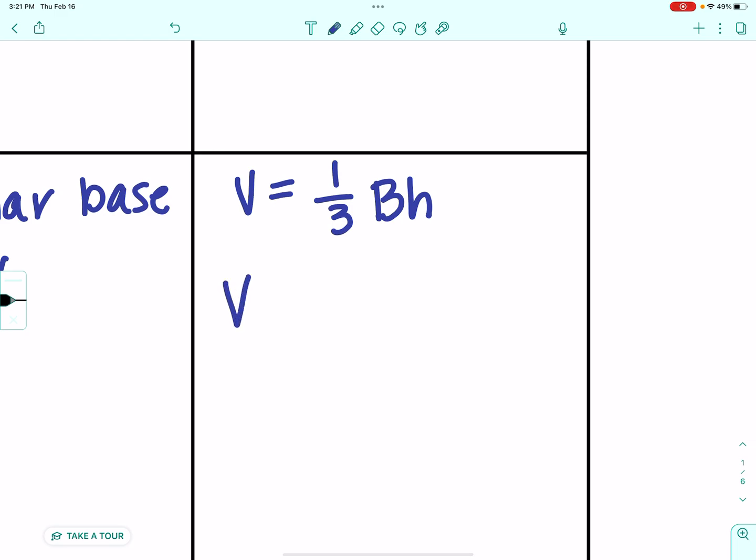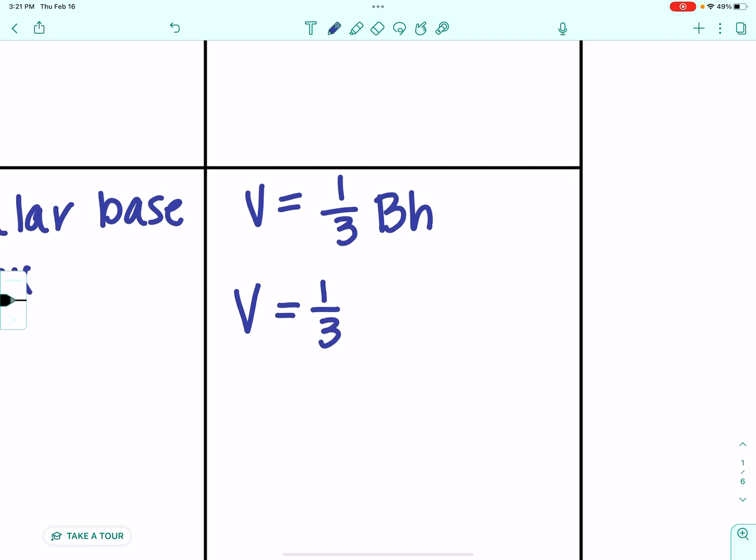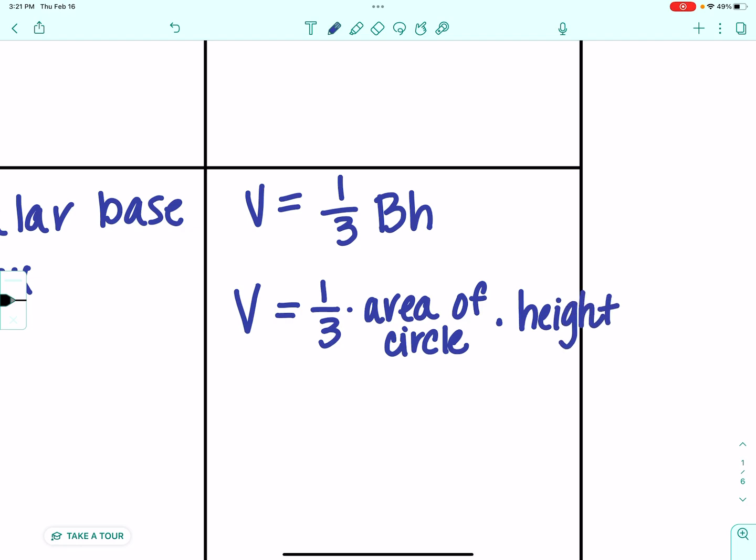Because we only have one option, we can be more specific with our formula. We're going to keep the 1/3. And we can write this as 1/3 times the area of the circle times the height. Once we have it in words, it's easy to translate into math. Area of the circle is pi times the radius squared times the height of the cone.